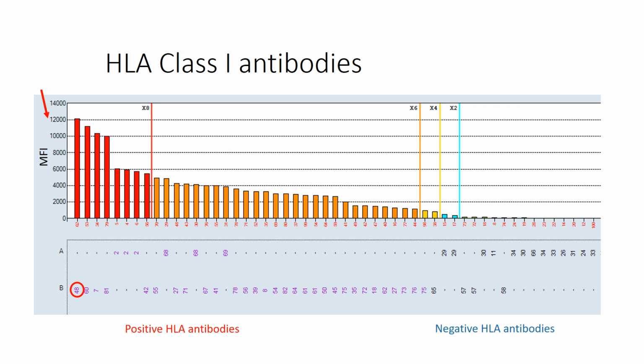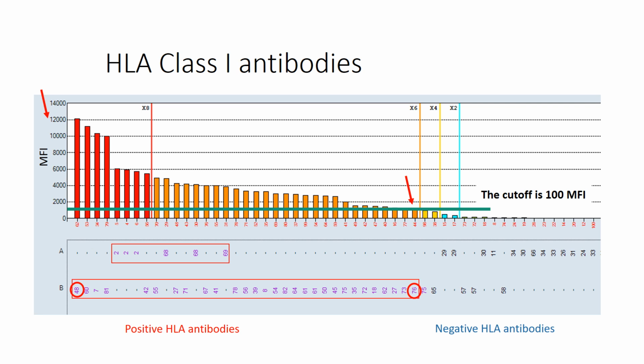The cutoff for antibody in our lab is 1,000 MFI, which means anything below 1,000 is considered negative, anything above 1,000 is considered positive. Based on that cutoff, the last antibody that is considered positive will be B76. So in conclusion, what you see highlighted in red are all our positive antibodies, and anything highlighted in the blue box are considered the negative HLA antibodies.